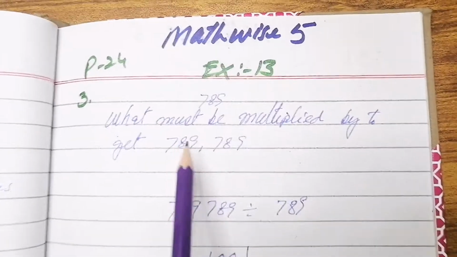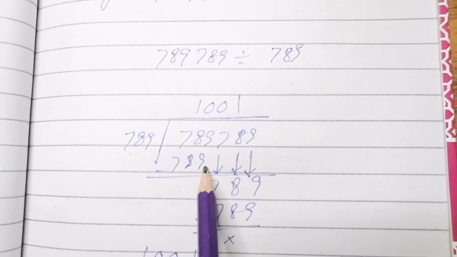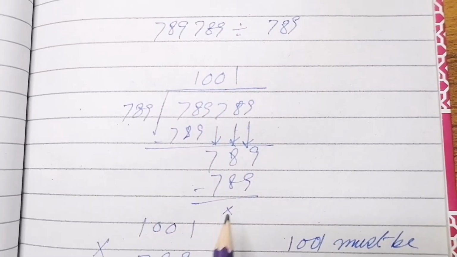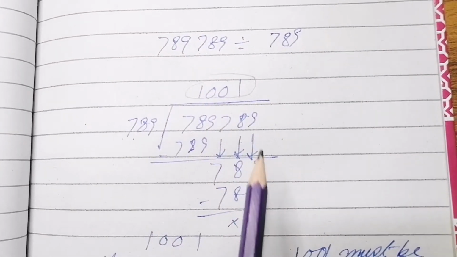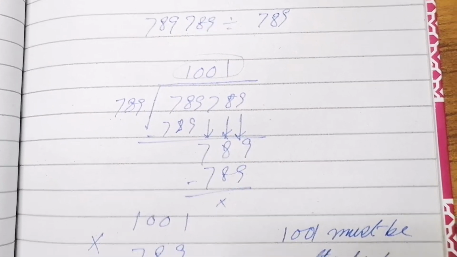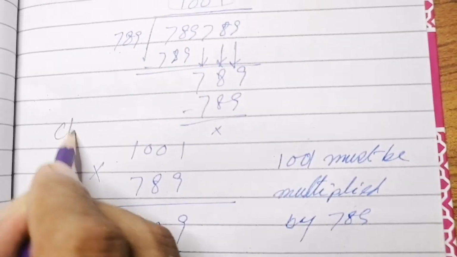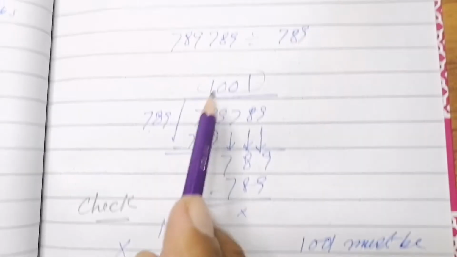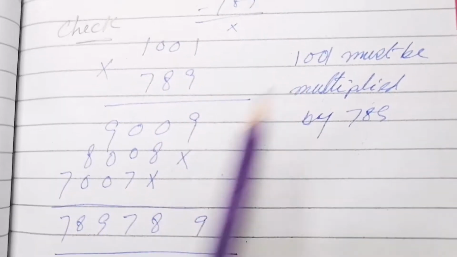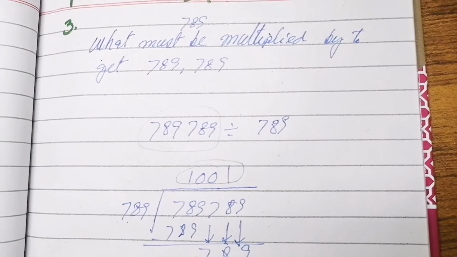Then question number 3, what must 789 be multiplied by to get 789? So here the question is, we write it in this form first, and then we divide it. By dividing we get the answer 1001. So 1001 must be multiplied with 789. Here this is a check: you divide it and then multiply, just to check whether your answer is correct or not. When you multiply 1001 with 789, you get the answer given in the question statement.